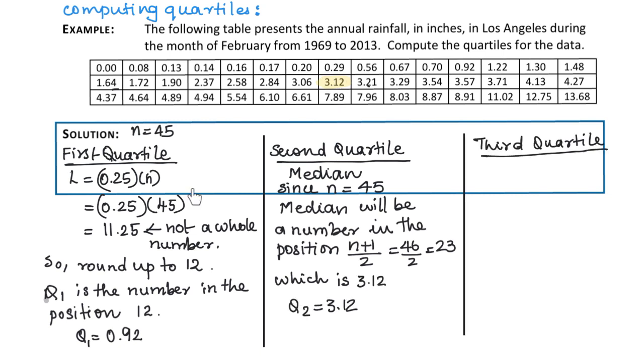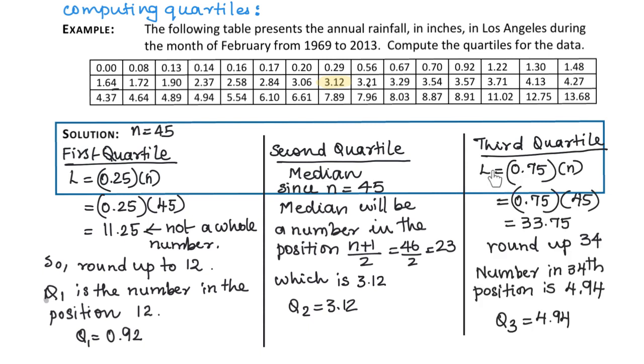Third quartile, the procedure is almost the same as finding the first quartile, but instead of multiplying by 0.25, we will multiply by 0.75. L is 33.75, which is not a whole number, so round up and find the number in the 34th position, which is 4.94. So, Q3 is 4.94. These are the three quartiles.